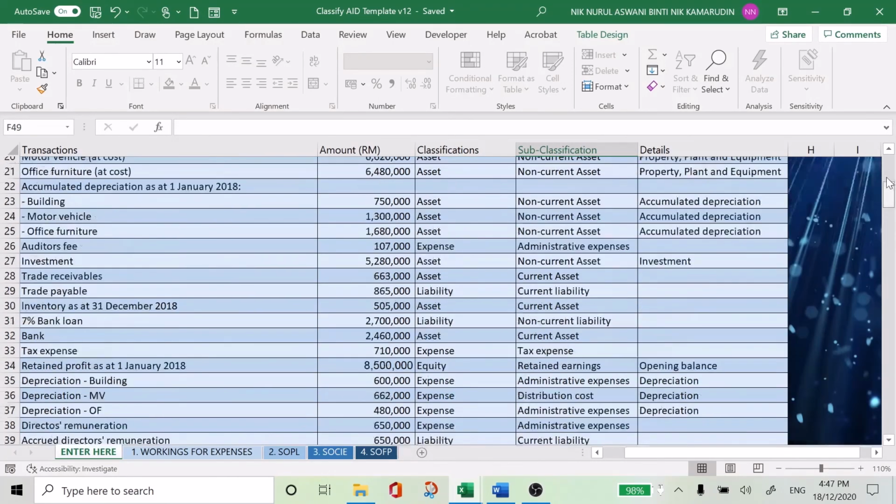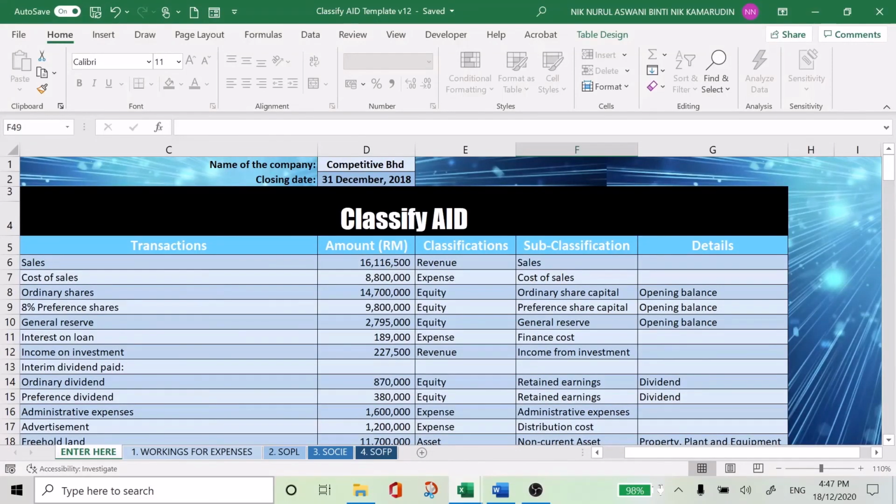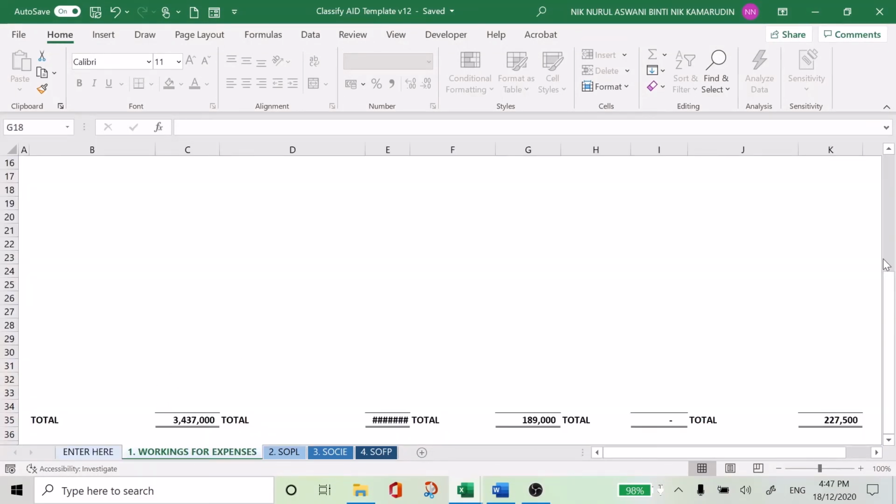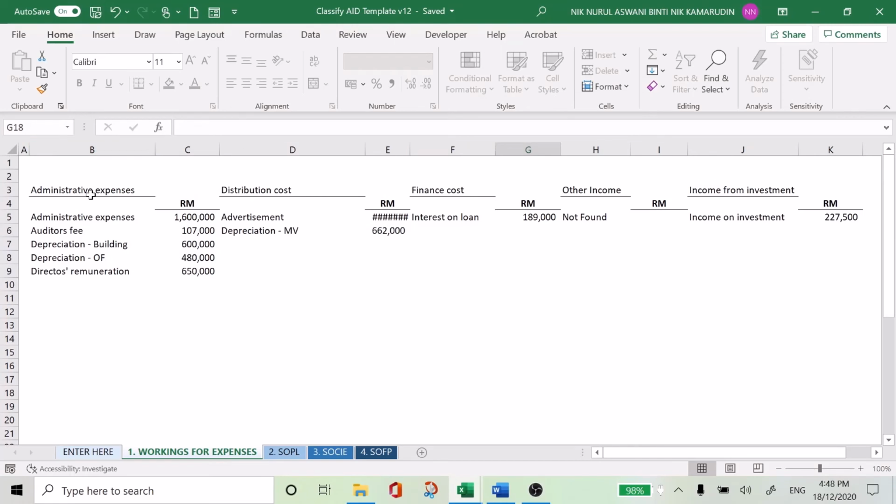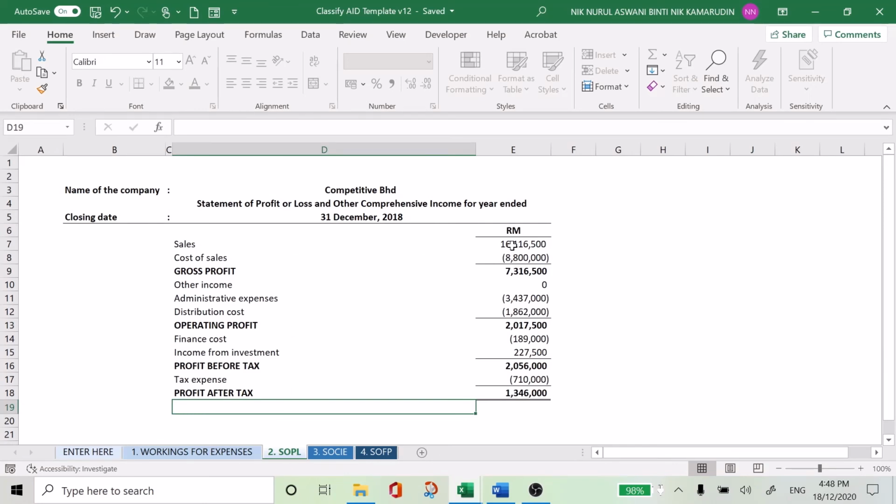Let's check whether we did this correctly or not. Working for expenses will automatically update your admin expense, distribution cost, finance cost, other income, if any, which is not relevant to this question, and income from investment. Let's look at our statement of profit or loss. Everything here has been updated with the new information, including the tax expense of 710,000 compared to the previous discussion without adjustment. This one is with adjustment.